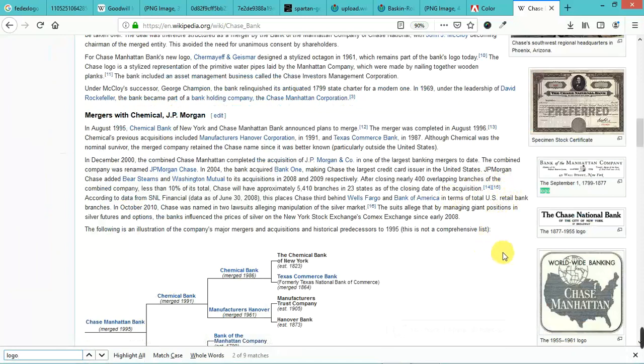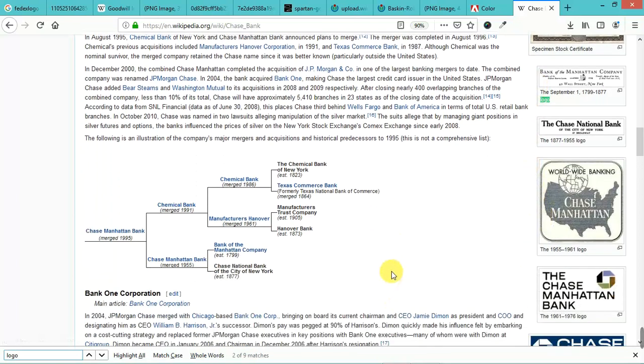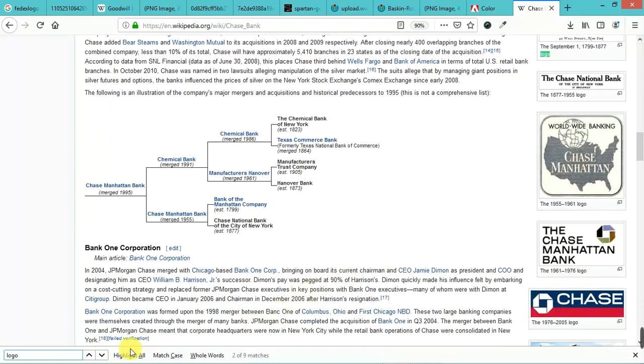So they used to be known as the Chase Manhattan Bank, or the Bank of the Manhattan Company, originally. Then they were Chase Manhattan. Now they're just known as Chase. So that is intriguing. And I did not realize that the old logo had these different colors.